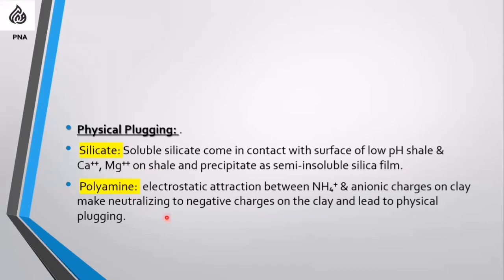Polyamine provides another type of physical plugging. It's electrostatic attraction between the ammonium ion and anionic charges on the clay. This neutralizes the negative charge on the clay and leads to physical plugging. And this physical plugging also reduces the water phase because no more water goes inside the formation. So this will also provide inhibition.